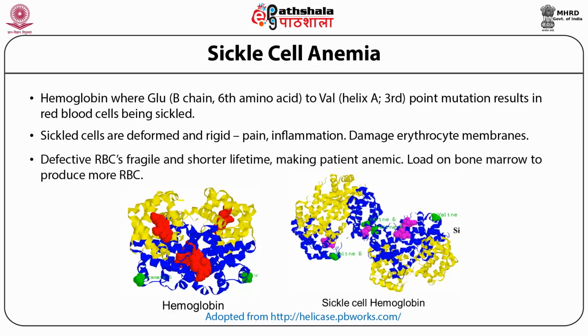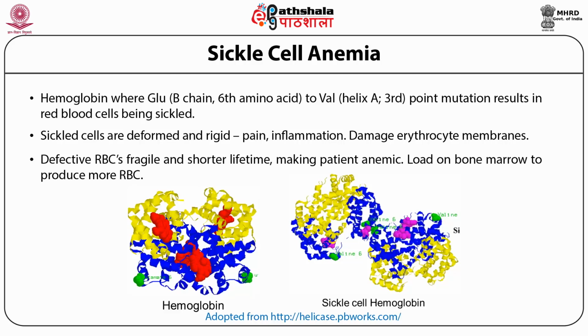Defective RBCs are fragile and shorter in lifetime. A patient who has this disease is anemic, and there is a lot of load on the bone marrow, which produces the RBCs. You can see the hemoglobin structure on the left side, where the green color shows that the glutamic acid has become valine there.